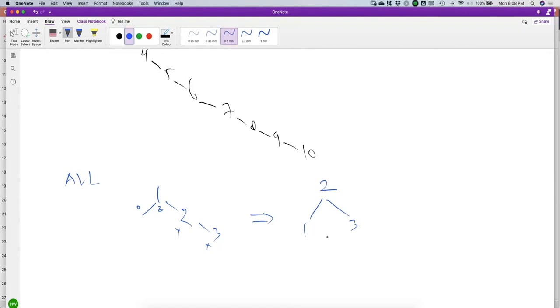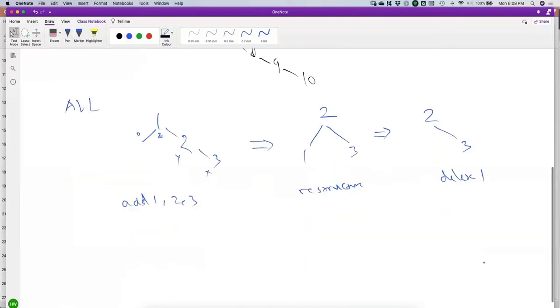But immediately after that, we are going to delete 3 by 3. 3 divided by 3 is 1. So we're going to delete 1. So then we're going to end up with this smaller tree now, right? Okay, so let me see. This is basically add 1, 2, and 3. So we have the restructuring. And then we're going to have the delete 1, right? So right now that's where we are.